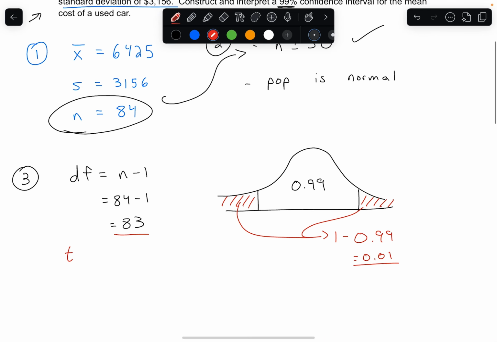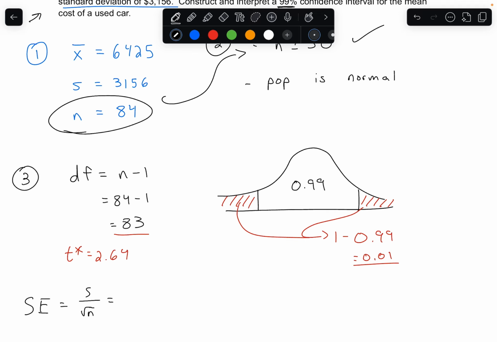So T star is equal to 2.64. And after that, I've got everything I need now. Just like I did in the confidence intervals for proportions, I'm going to start off by finding my standard error, which I actually think in this case is a little bit easier. It's s, my standard deviation, divided by the square root of n, my sample size.